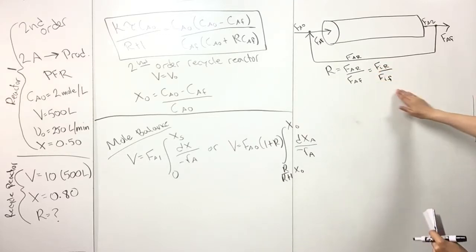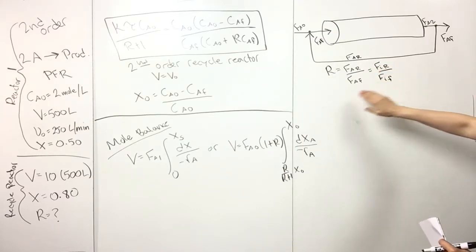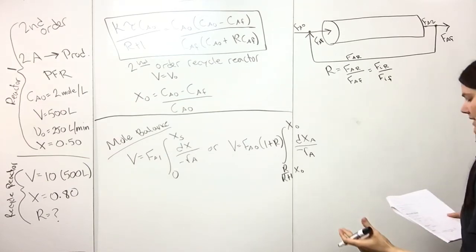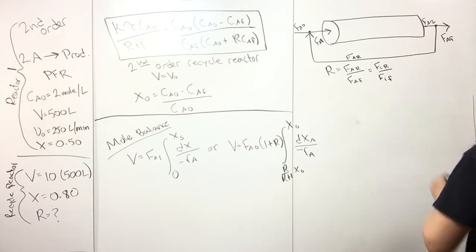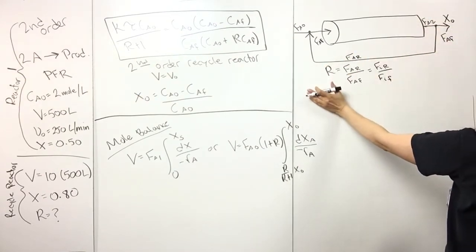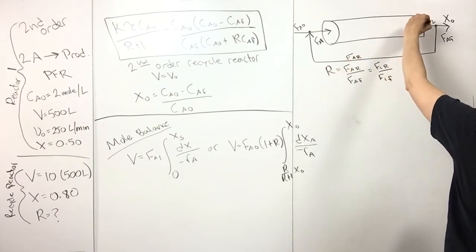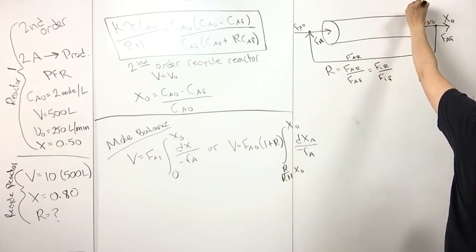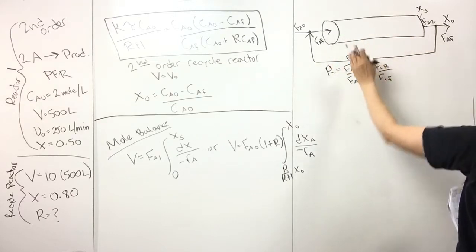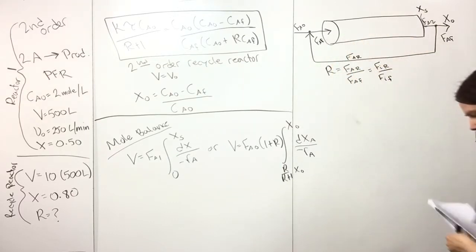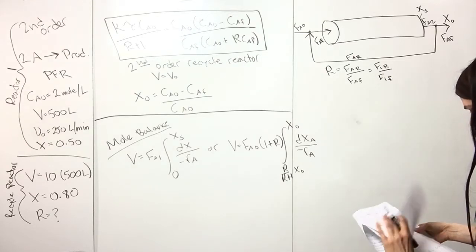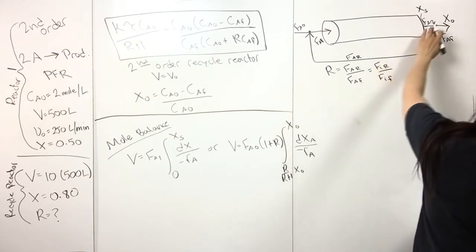So just so you understand what the definition of R is. And then you can calculate a few different conversions in this reactor. First of all, you can have X naught, which is the overall conversion, or you can have XS, which is the conversion per pass. So if I just write those down real quick, just so that you understand these.